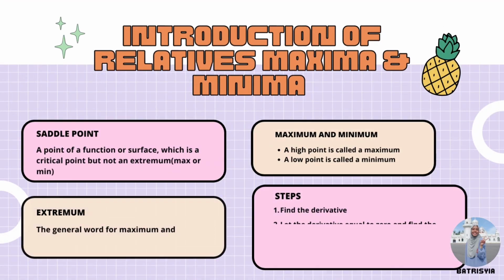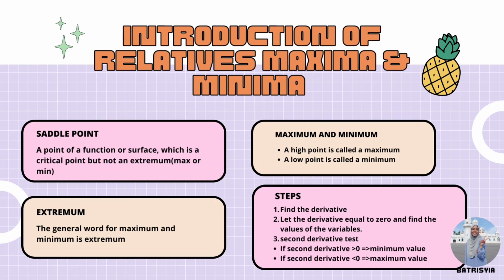In this topic, there are key elements for you to know, which are saddle point, extremum, maximum, and minimum. Saddle point is a point of a function or surface which is a critical point but not an extremum. Extremum is the general word for maximum and minimum. Maximum is a high point, while minimum is a low point.